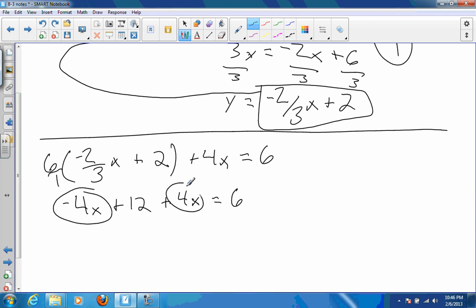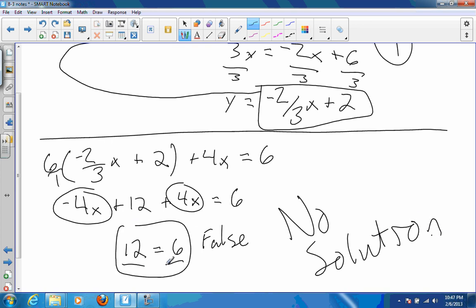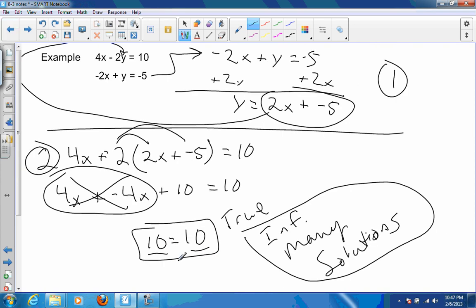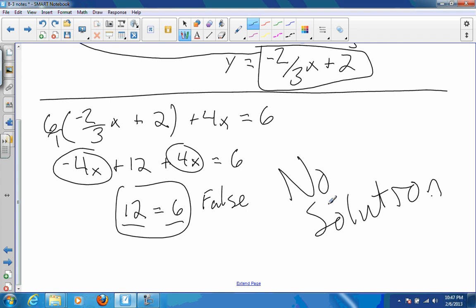All right, simplifying some more. Again, I got 4x and negative 4x. That cancels out. So look what I get now. I get 12 is equal to 6. That is obviously false. This means that those two lines are parallel and there is no solution. Okay? So remember, when you get two numbers that are not equal to each other, versus before when we got two numbers that were equal to each other, two numbers not equal to each other mean we have no solution.